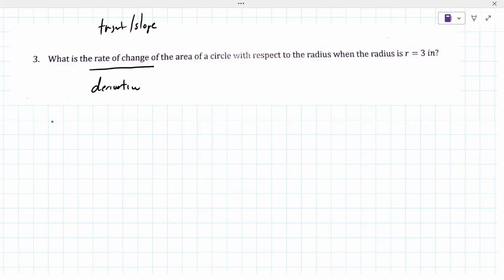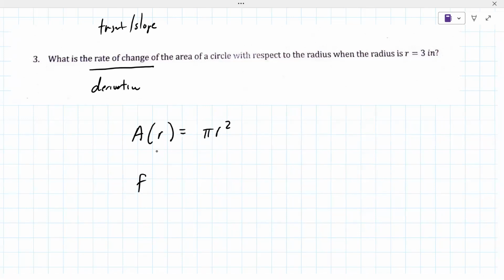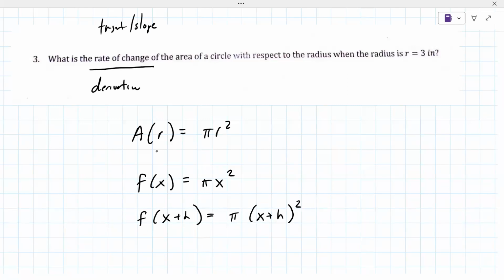Derivative, derivative, derivative. In this course, for most of the year, you're learning about derivatives. So the area as a function of the radius of a circle is pi r squared. Looks like you wrote that at the top there. I'm going to use x just because that's the notation you're used to seeing. So again, you need f of x plus h. So it's pi times (x plus h) squared.